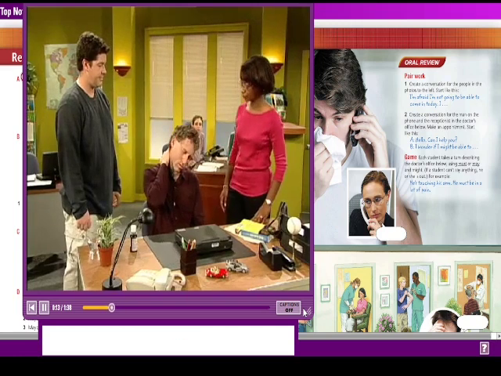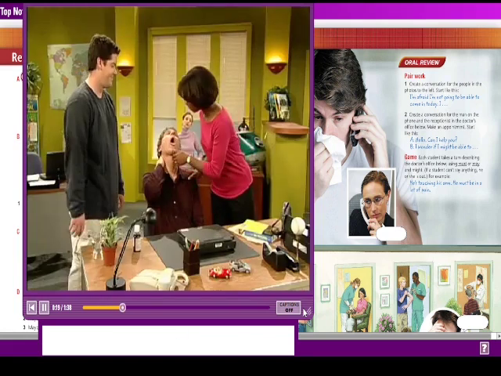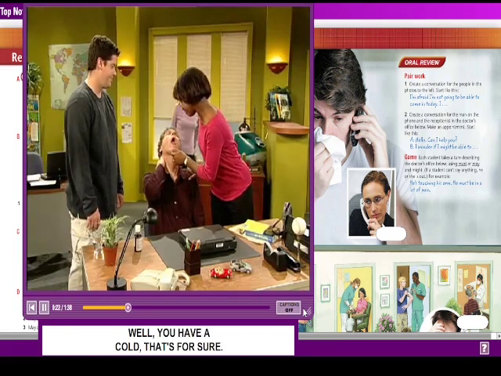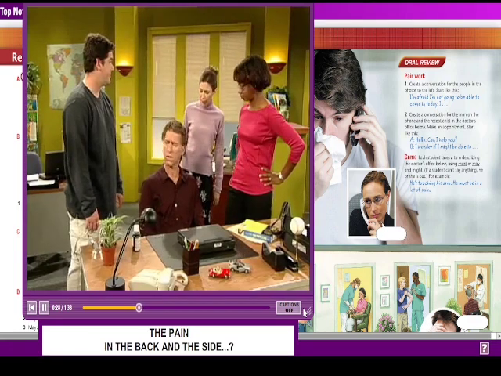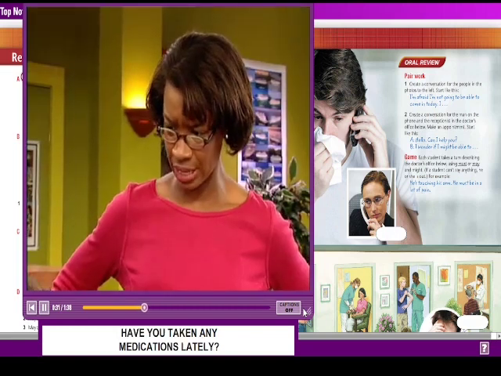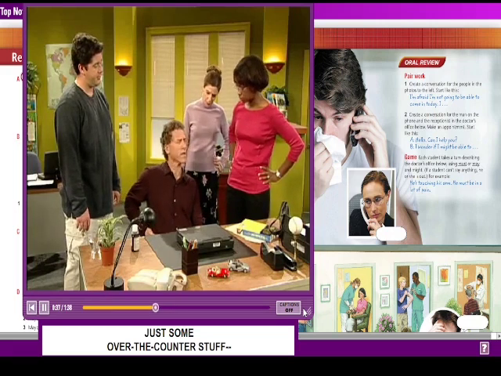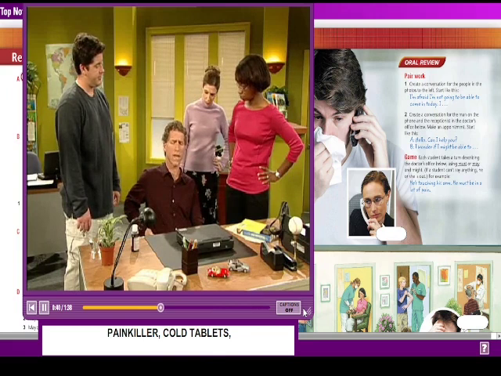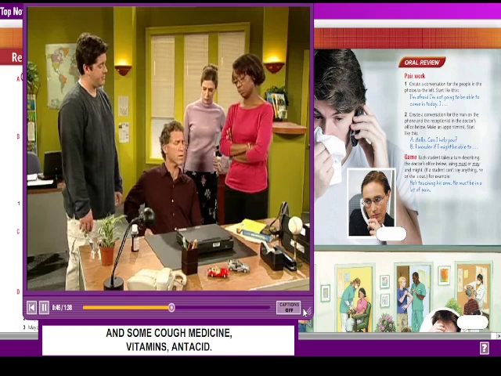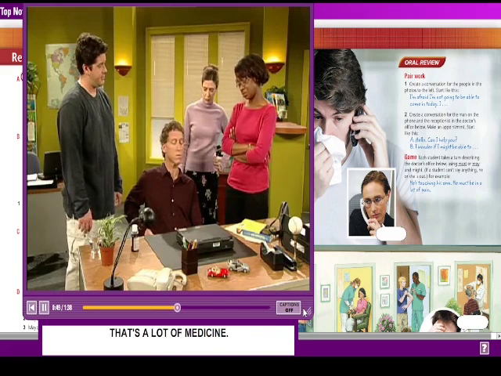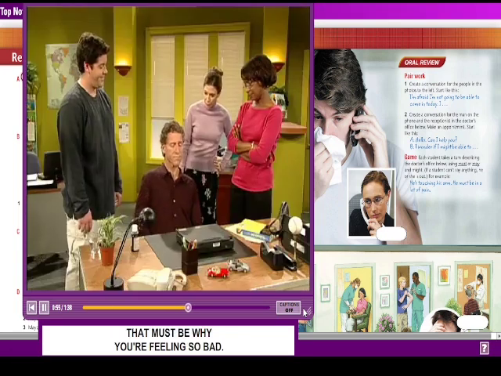Say ah. Cover your face, Doc. Well, you have a cold, that's for sure. What about the other stuff? The pain in the back and the side? Well, have you taken any medications lately? Just some over-the-counter stuff. Painkiller, cold tablets, nasal spray. Well, that sounds okay. And some cough medicine, vitamins, and acid. That's a lot of medicine. And some decongestant. That's too much medicine in one day. That must be why you're feeling so bad.